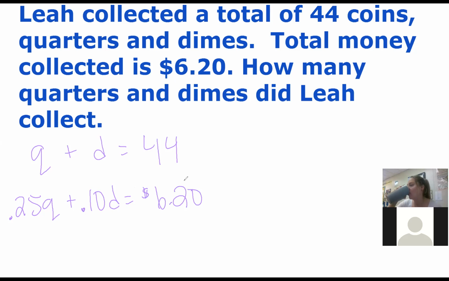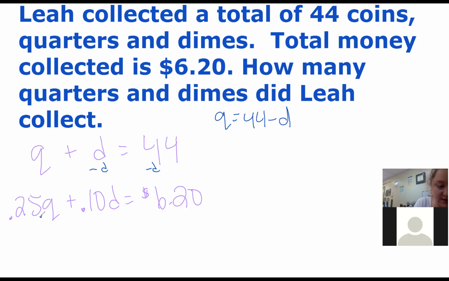Do you want me to do this one substitution or elimination? Because word problems, you get to pick. Substitution. Substitution, okay. Do you want me to get the Q or the D by itself? D, all right. Anya was quicker. We're gonna get the D by itself. Whichever one we're getting on its own, you're just subtracting the other one over. So if we get Q by itself, we're gonna subtract D. So we have Q is equal to 44 minus D, okay?